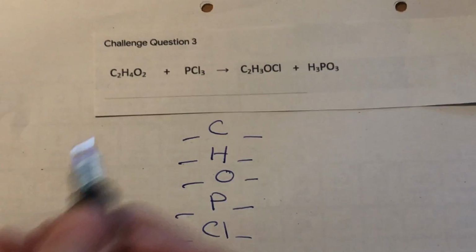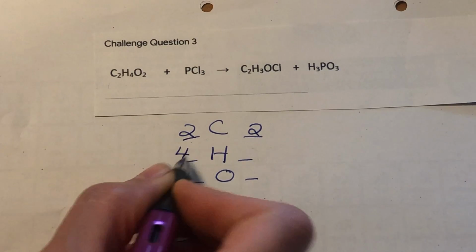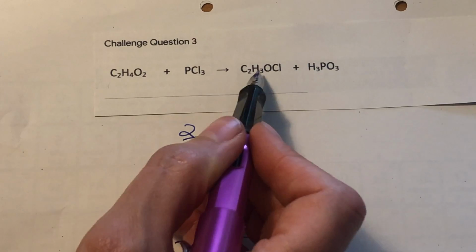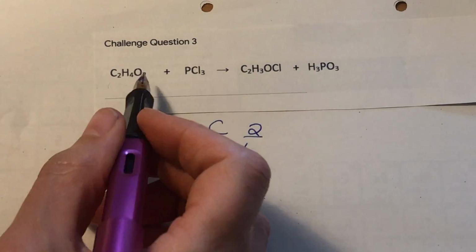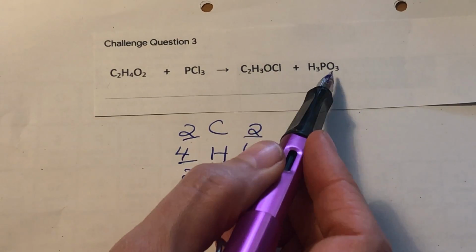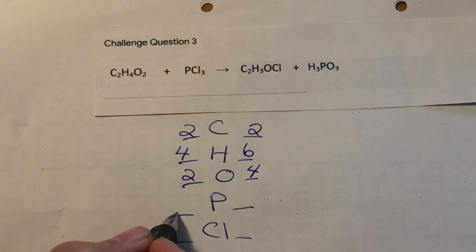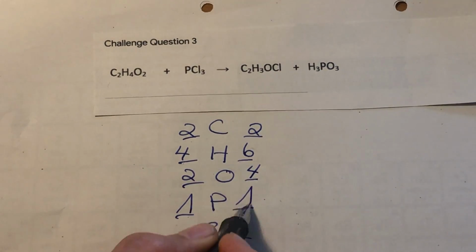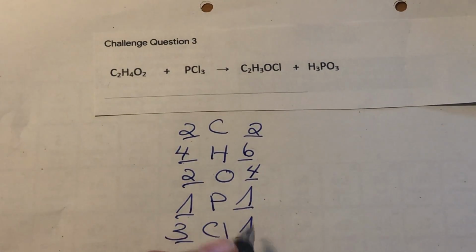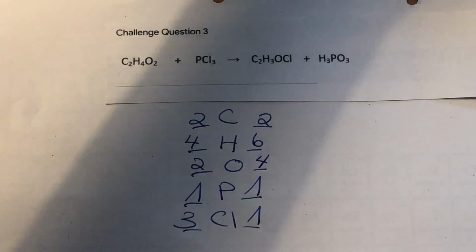So let's just go ahead and start counting though. We got 2 carbons, 2 carbons, we got hydrogens, we got 4. We have to make sure we look on both sides. Here we got 3, and here we have 3. So 3 plus 3 is 6. We got oxygens, we got 2. We got 1 oxygen here. We got 3 oxygen. 1 plus 3 is 4. Phosphorus, we've got 1. Phosphorus, we got 1. Chlorine, there's 3. Chlorine, there's 1. Look at that. Here we have another uneven situation going on.